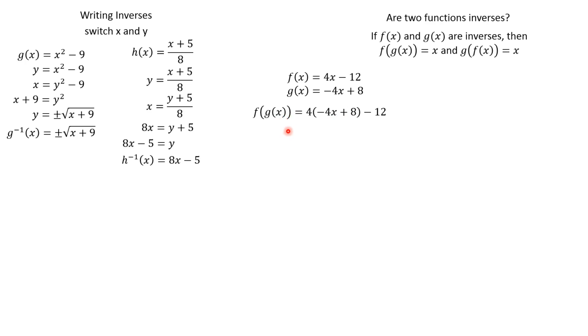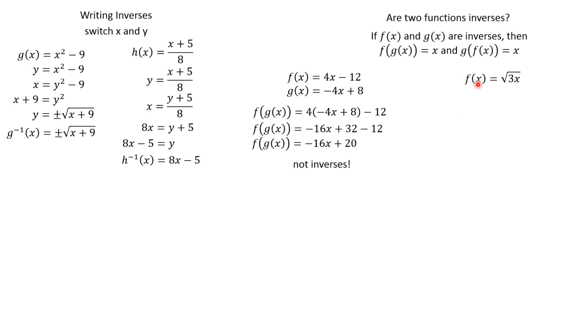Let's go f of g of x. So we're going to take our f function, 4 times something minus 12, and we plug in the g of x, that's something. Then we can distribute the 4 to get negative 16x plus 32 minus 12, which you can probably see is not going to equal x, but let's do the subtraction just in case. Negative 16x plus 20, not equal to x. So these two are not inverses. All right, see, it just kind of got bigger, it didn't go down at all.